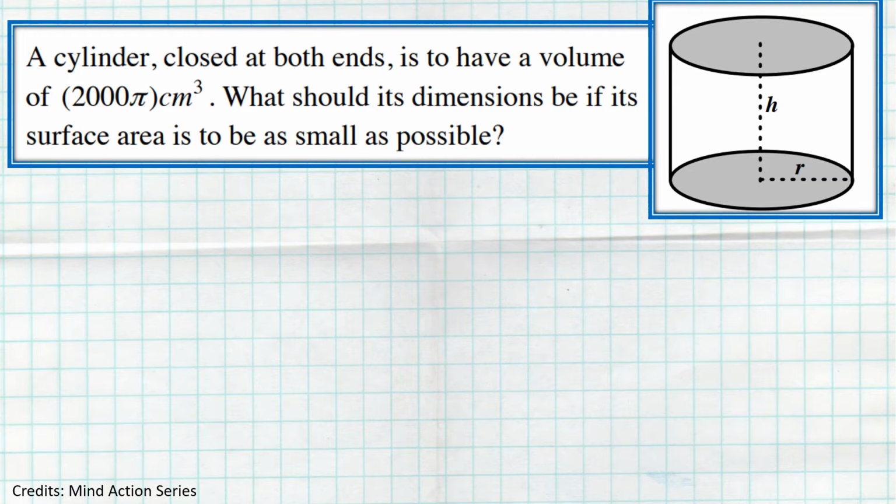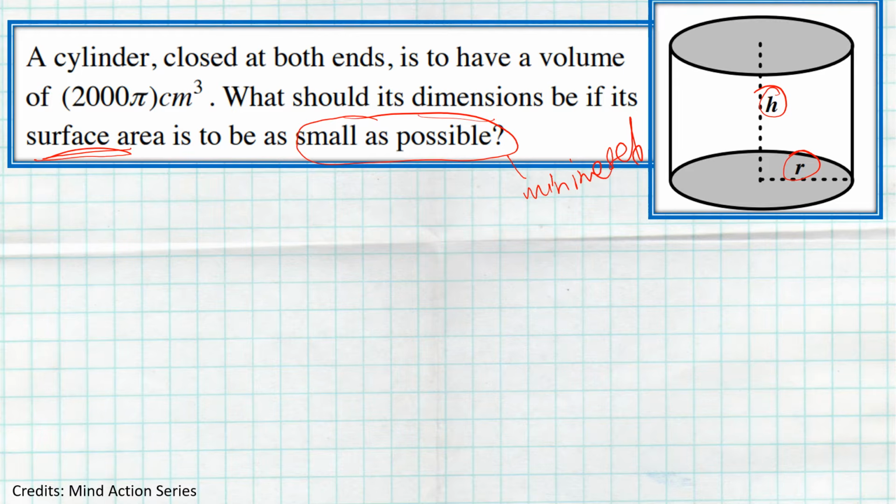Obviously in this question they want you to get the dimensions, that is, to calculate the values of r and h that will enable the surface area of this cylinder to be as small as possible, that is, to be minimized. So this is actually an application of calculus. How do we approach this question?